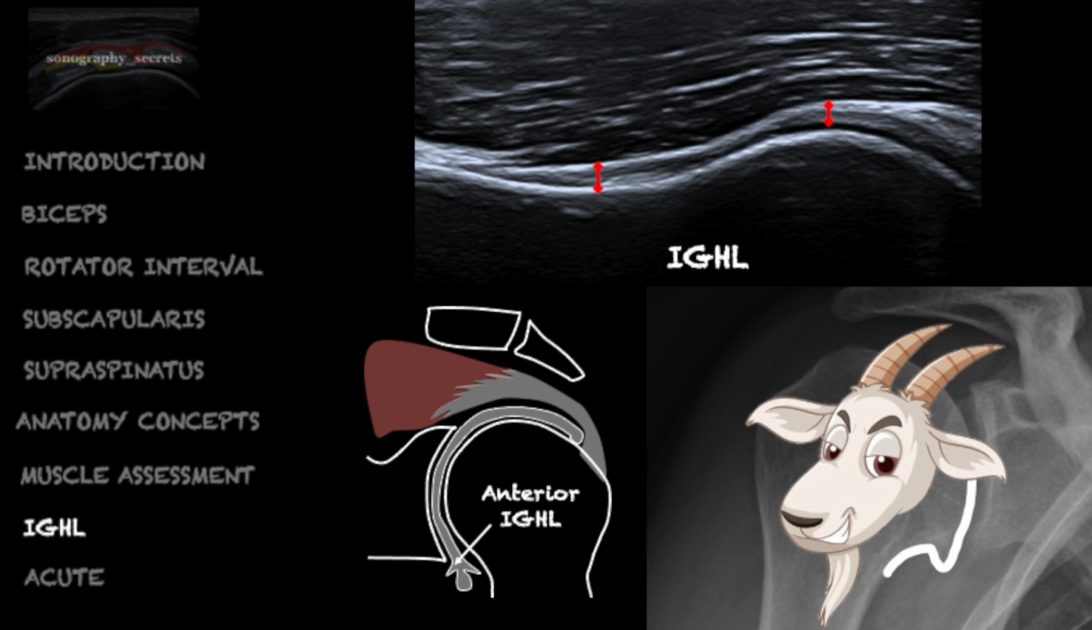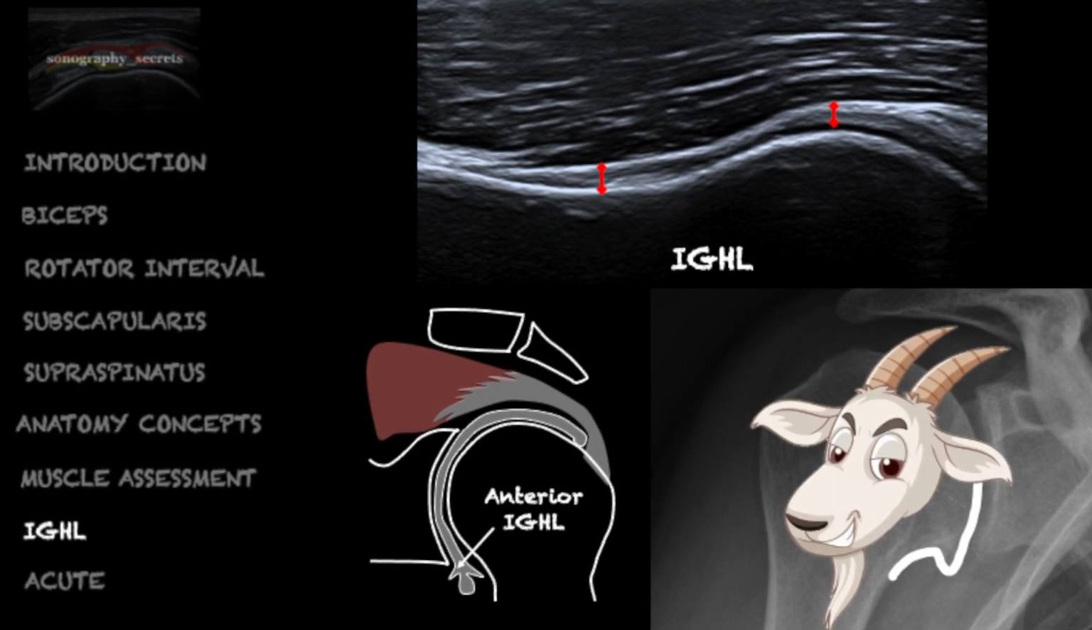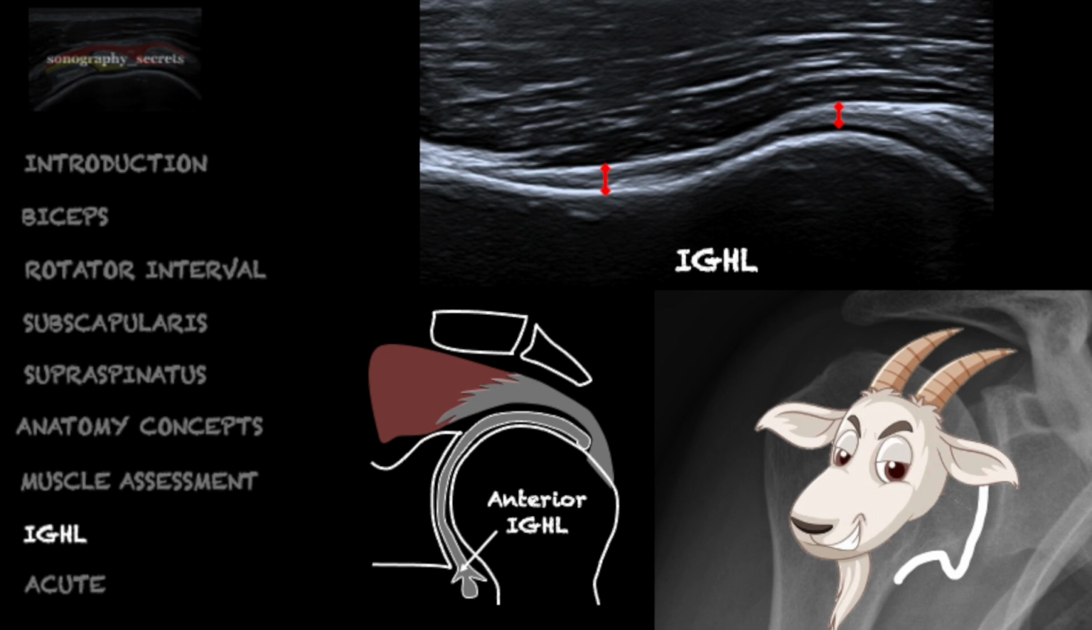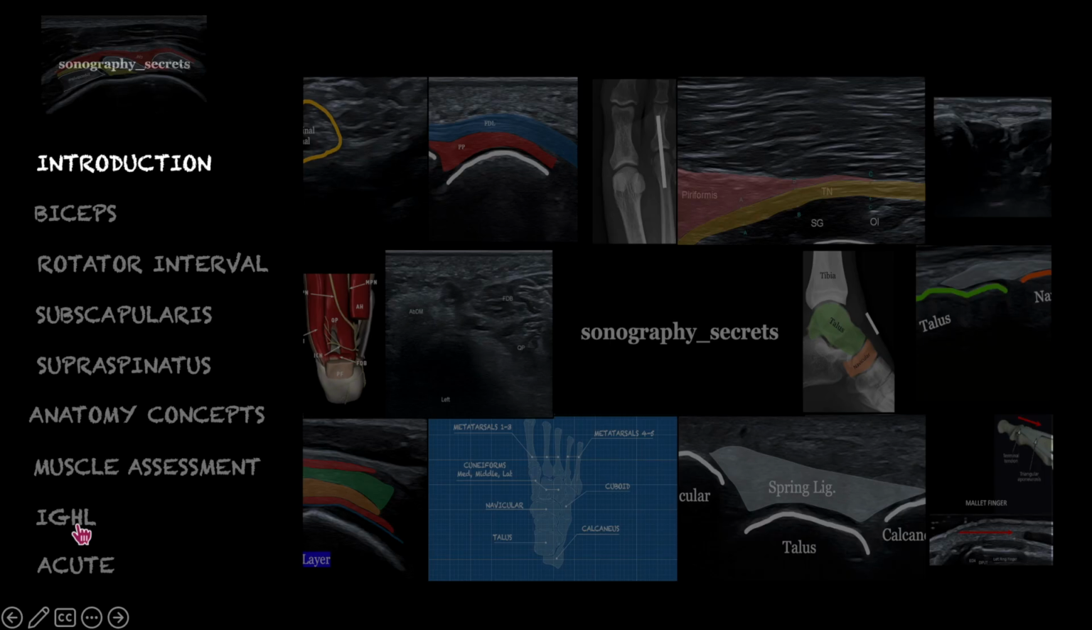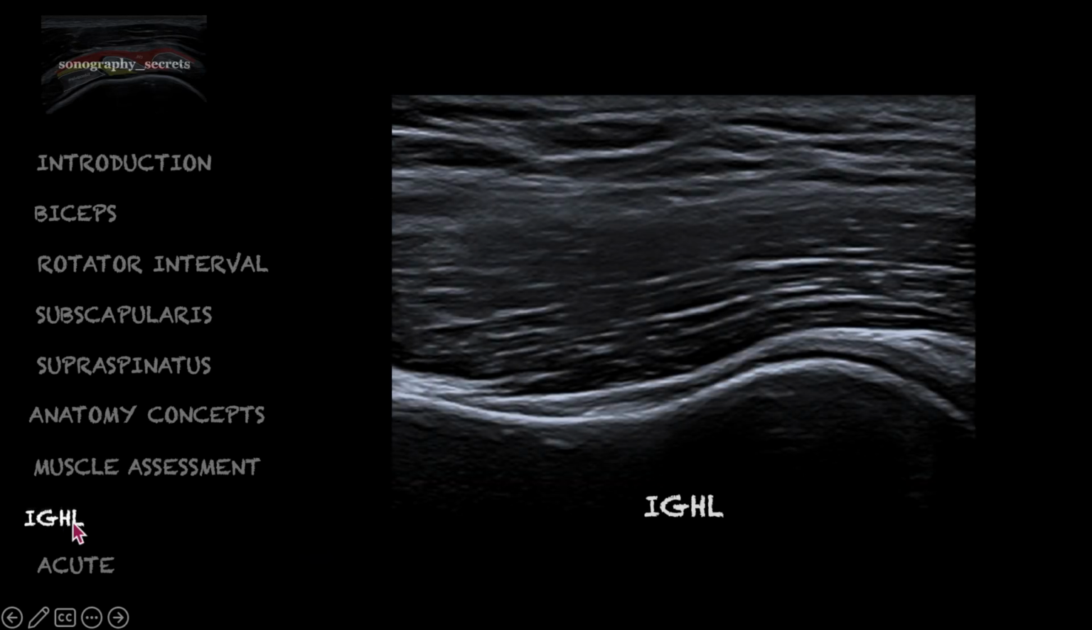Assessment of the IGHL can provide valuable information in the diagnosis of a frozen shoulder, but its assessment is not limited to this entity only. This is the image we're after, and the most common question asked is, how do I obtain this image in a patient that does have a frozen shoulder and that can't move their arm? And the answer is, by any means necessary.